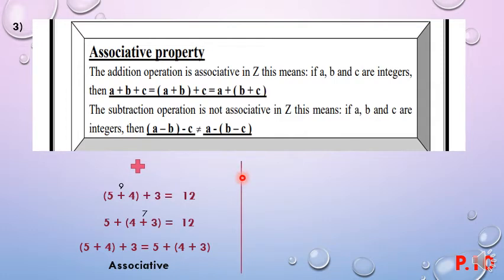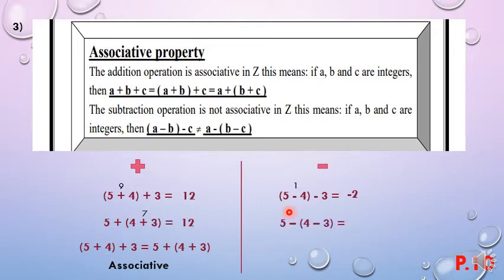What about subtraction? Let's try. Here we have 5 minus 4 minus 3. We need to find the result of the brackets first. 5 minus 4 equals 1. 1 minus 3 equals negative 2.